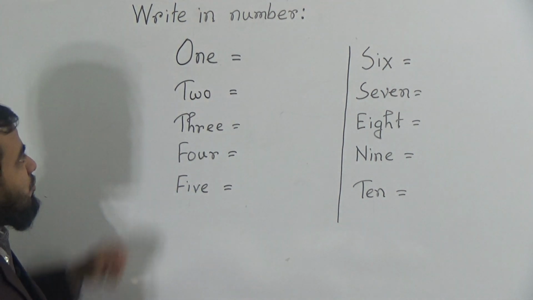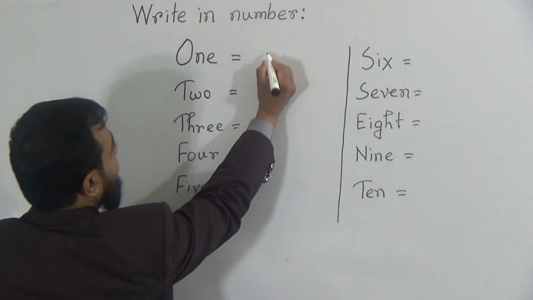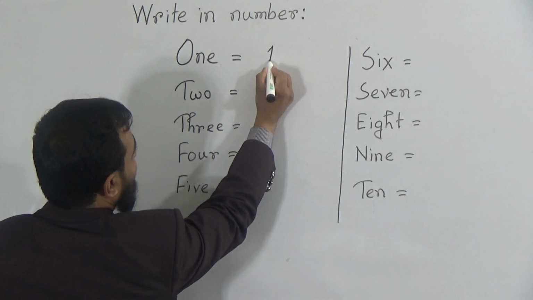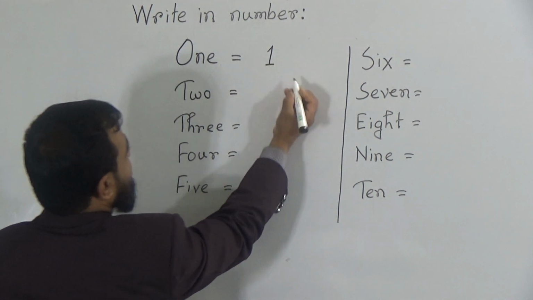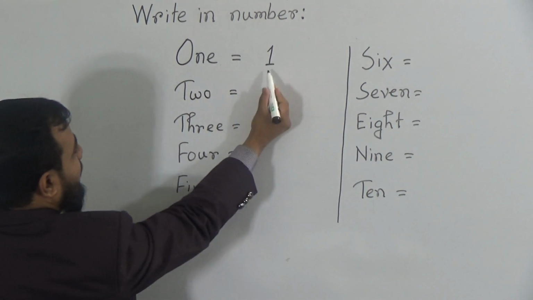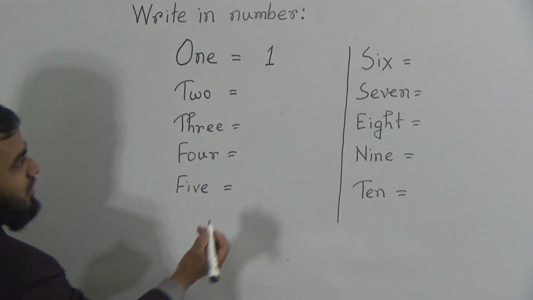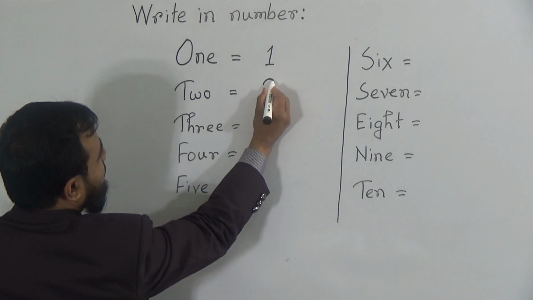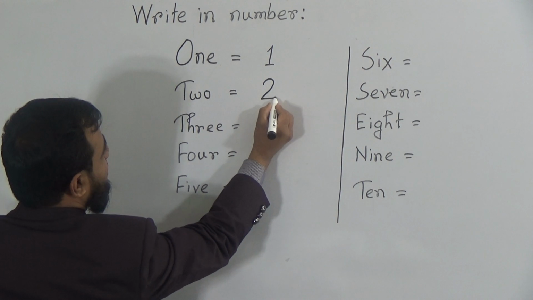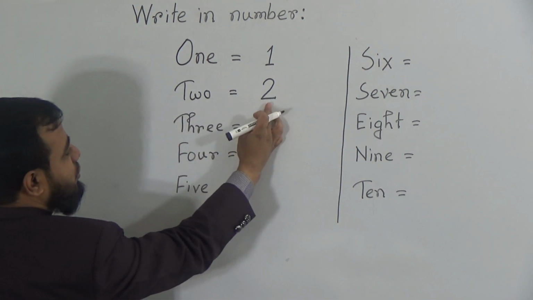First one is 1. How is 1 written? Look at the board. It's so easy. You know that already, right? It is 1, the number 1. Next one is 2. How to write down 2? This is 2. T-W-O, the number is 2.